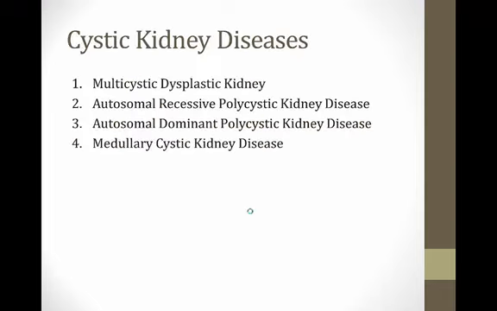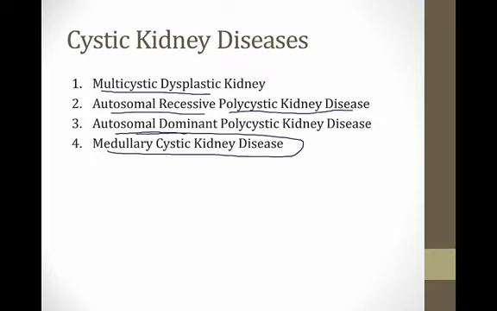There are dozens and dozens of diseases that cause cysts in the kidneys, but there are just a couple that you should know about as a medical student, and we'll talk about these in this module. The first one is called the multicystic dysplastic kidney, and then there are two forms of polycystic kidney disease: an autosomal recessive form and an autosomal dominant form. And then finally there is medullary cystic kidney disease. We'll go over all of these now.